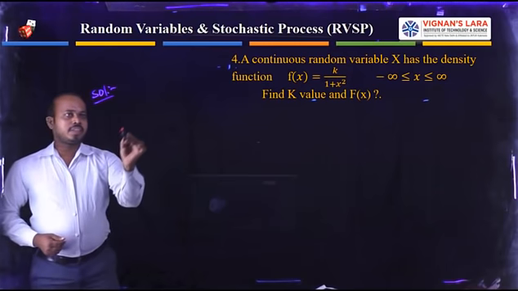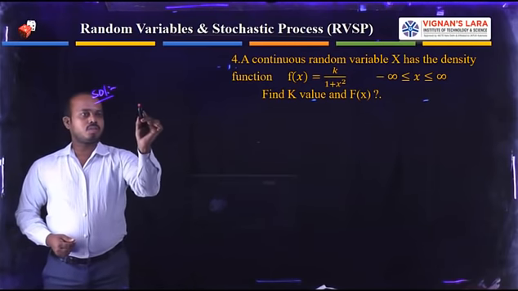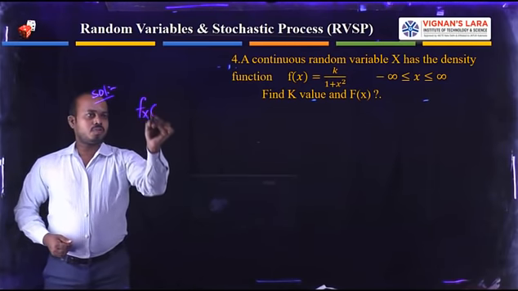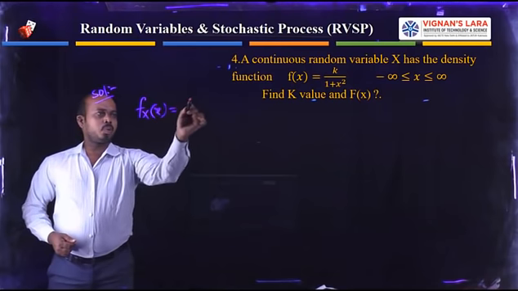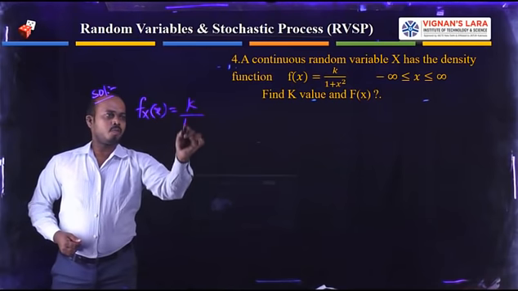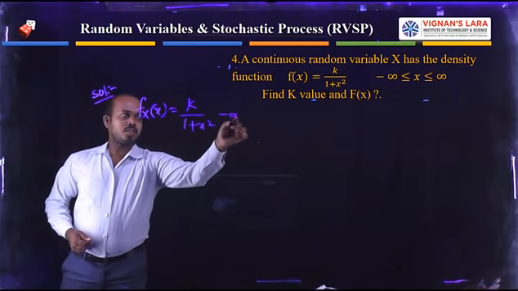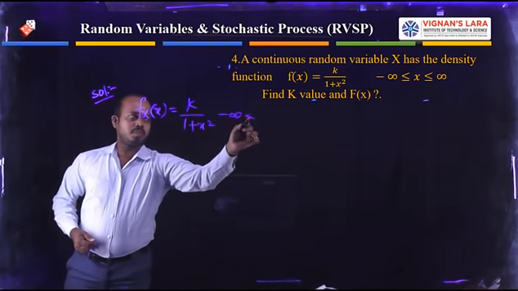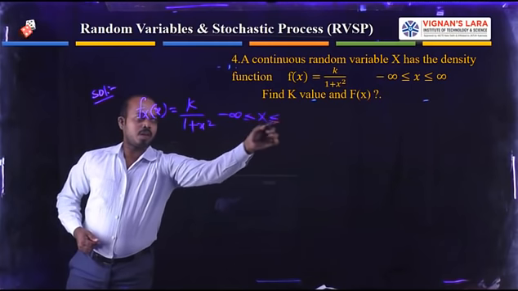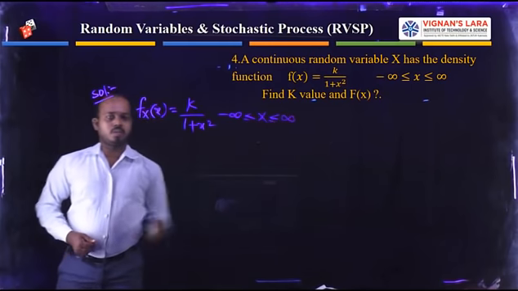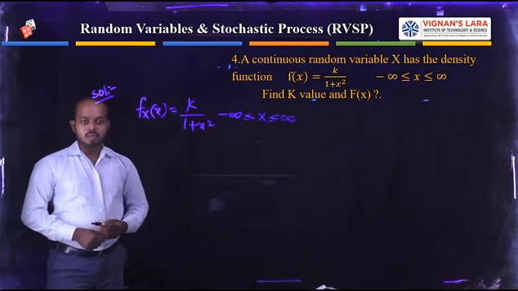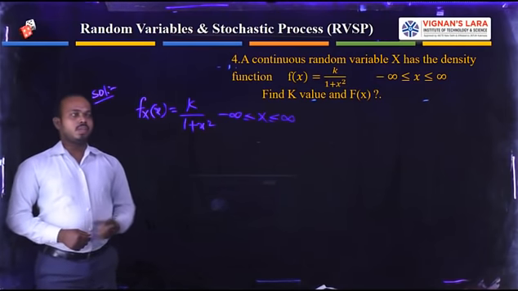First of all, I am writing the given data. The given data is f of x equal to k divided by 1 plus x square, lying from minus infinity less than or equal to capital X less than or equal to plus infinity. This is the density function. Here we need to find the k value.